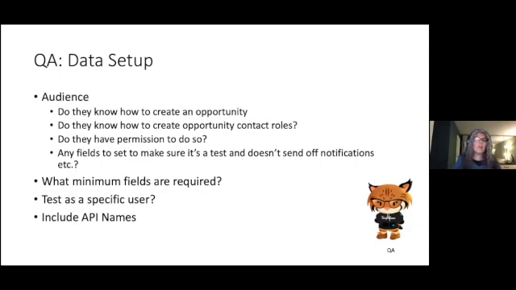And from an API, from a development perspective, it's good also to include API names, so that helps the developer when they're writing unit tests to know that they have to have these certain required fields. They don't have to learn the hard way either when their unit tests fail, right? And then you can think about, are we testing as a different user? In which case, you might need to provide instructions on how to log in as a different user. So think about who's testing and what kind of support they need.